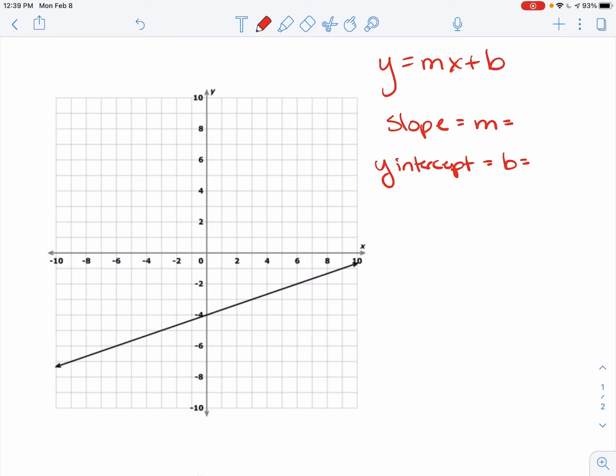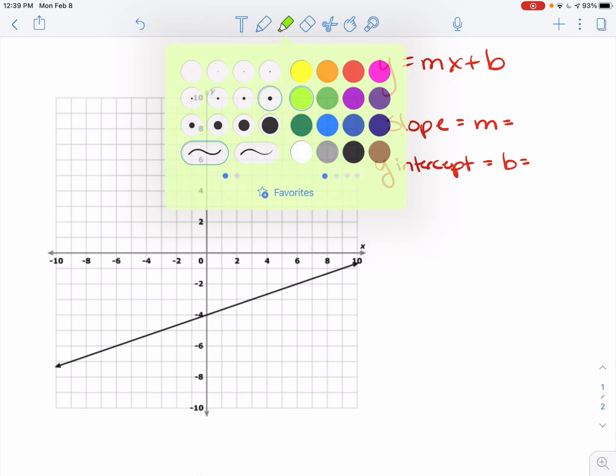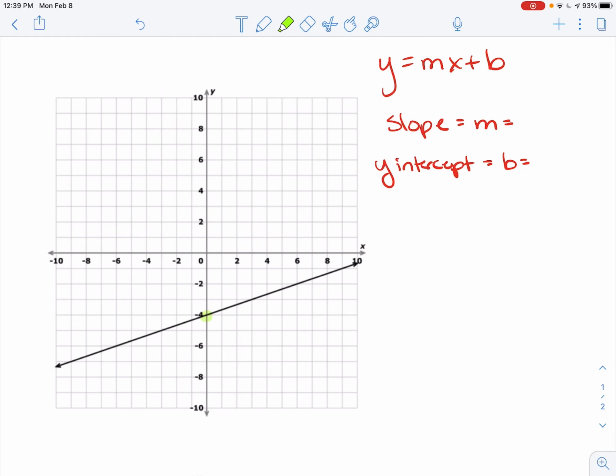So the first thing I'm going to look for is my y-intercept. I'm going to look here on my graph and see where my graph crosses the y-axis. I've highlighted it there in that lime green color, and I can see that it crosses at -4. So my y-intercept is going to be -4.